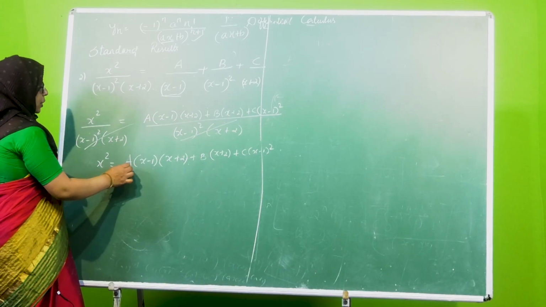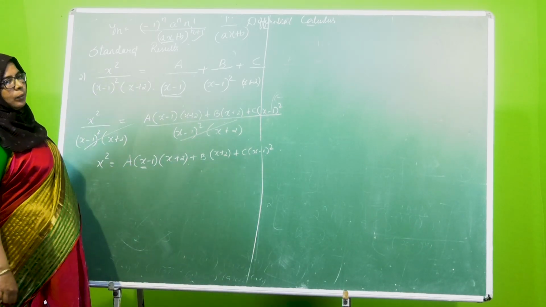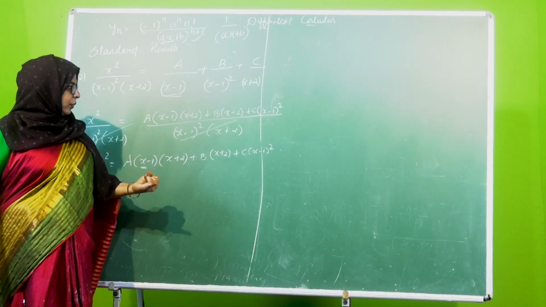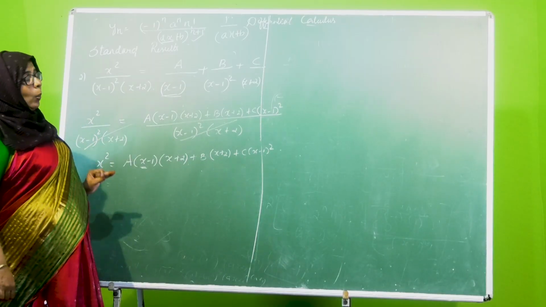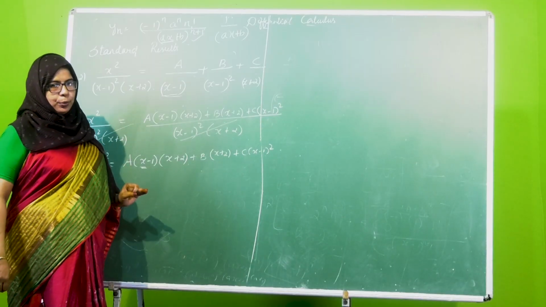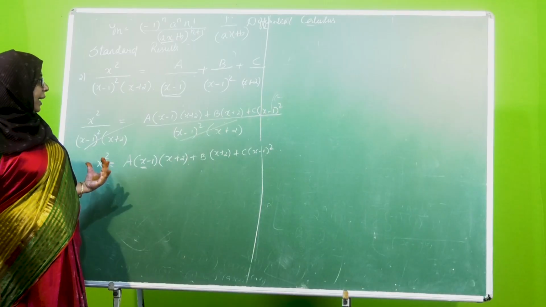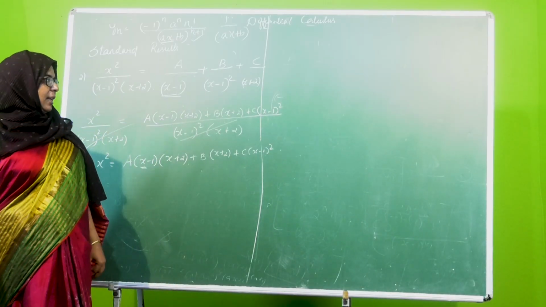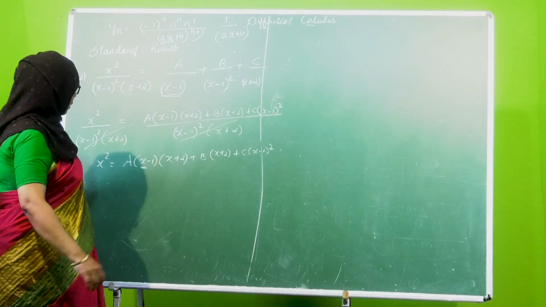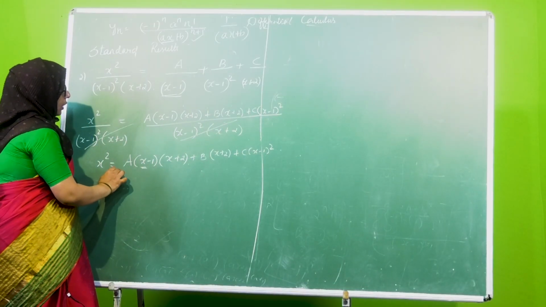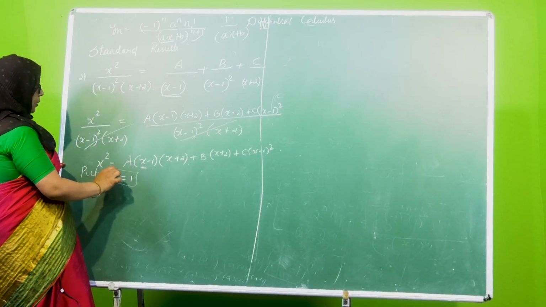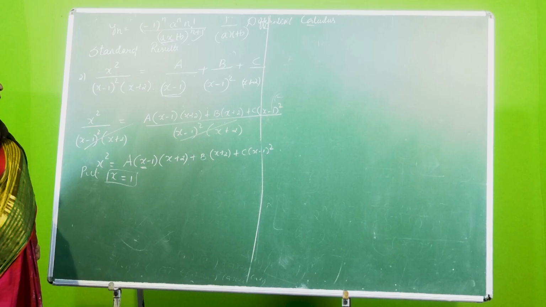Now we are going to substitute the values for x. What values are we going to substitute? Plus 1 and minus 2. Only 2 values we have to substitute. So what can we find? The 3 constants a, b and c. So first of all, we have to substitute x is equal to 1. Put x is equal to 1.